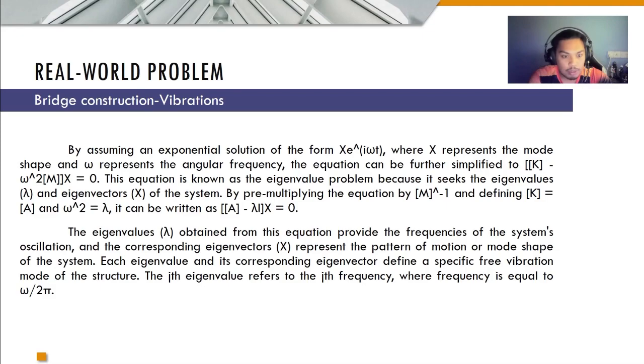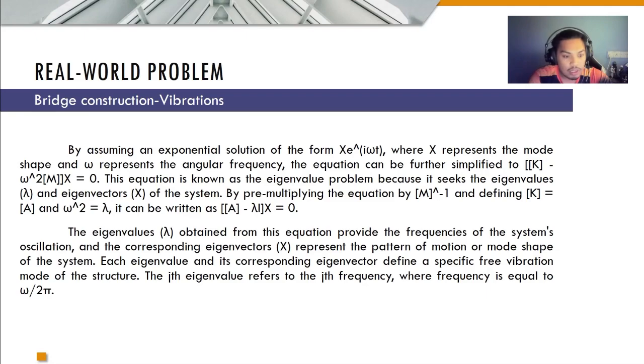By pre-multiplying the equation by M to the power of -1 and defining K equal to A and omega squared equal to lambda, it can be written as (A minus lambda I) x equal to 0. The eigenvalue lambda obtained from the equation provides the frequency of the system's oscillation, and the corresponding eigenvector x represents the pattern of motion or mode shape of the system.